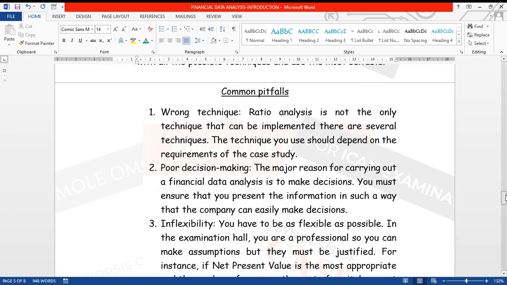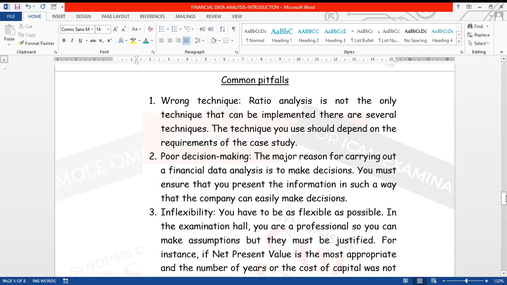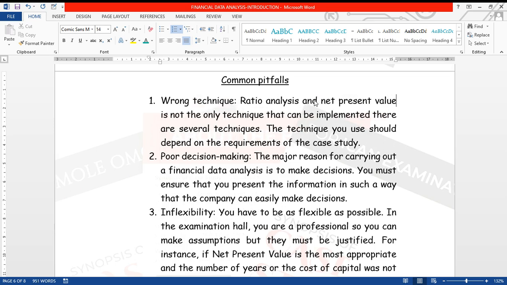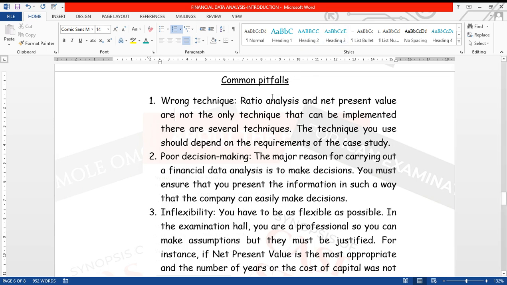So what are the common pitfalls? The first one is wrong technique. Now, ratio analysis, I was explaining here. We're talking about financial analysis. Ratio analysis and net present value are not the only techniques, please, because every student believes that ICAN exam is ratio, NPV, ratio, NPV. It's not always going to be ratio analysis and NPV. They're not the only techniques that can be implemented. Actually, there are several other techniques.